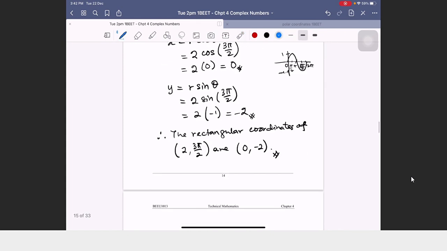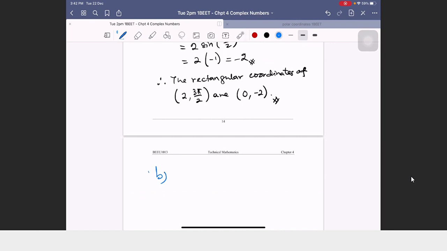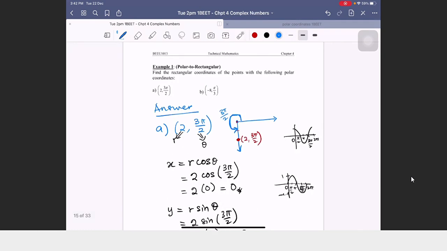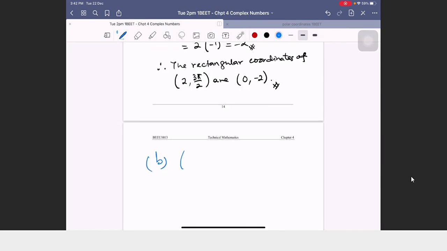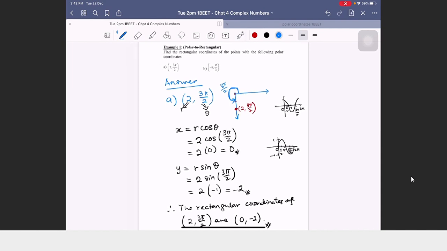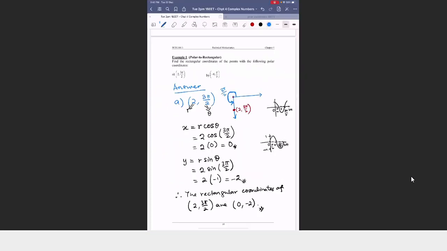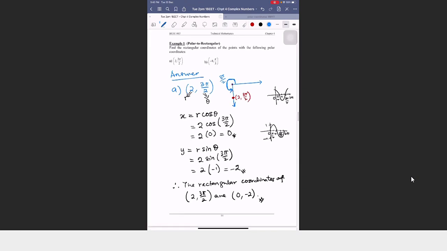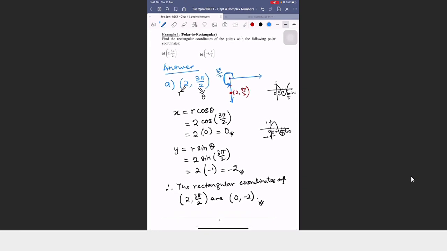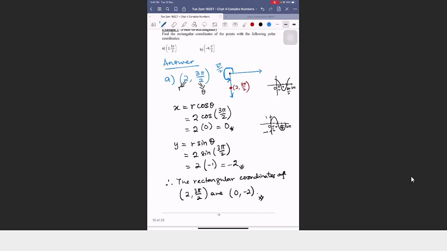Okay, can you all try B? See what you get. B is minus 8 pi over 3. Minus 8 pi over 3. Can you try? Can you all try and see what you get for the answer for B?